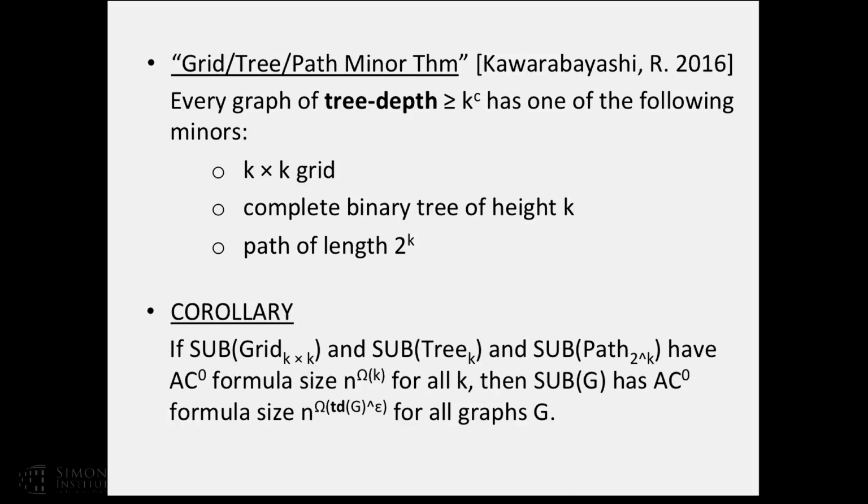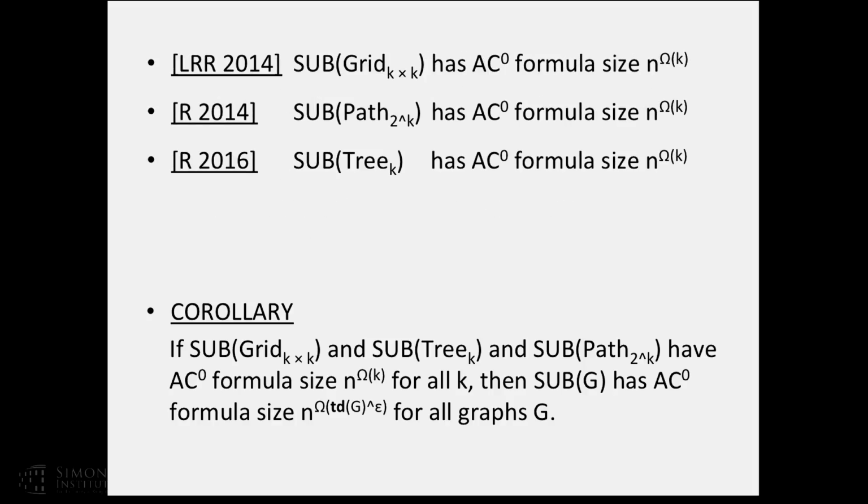Okay, so as a corollary, in order to get our AC0 formula size lower bound of the form n to the tree depth to some epsilon, it suffices to prove lower bounds for these three problems. Okay, and that's what we do.